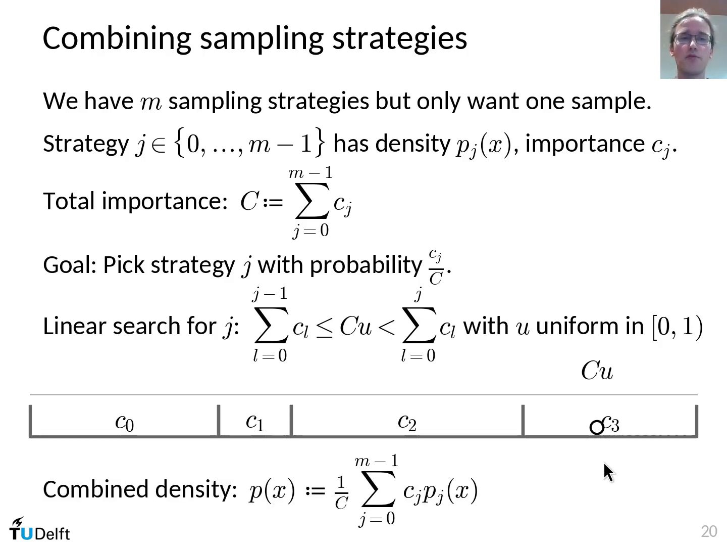And if we do this, we are combining all of these densities effectively into a single density, and the single density is this one. We are multiplying each probability density function by its respective importance, and then we divide by the total importance. And then we can use this density for importance sampling, so this is what we divide by in the end. And with that, we have a combined sampling strategy.